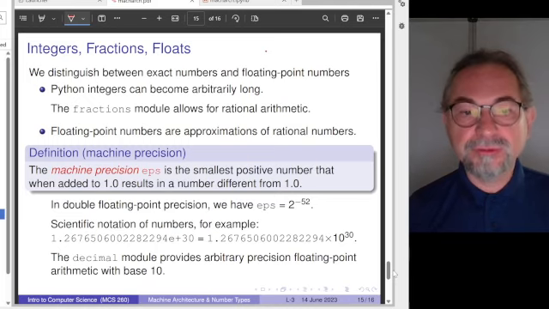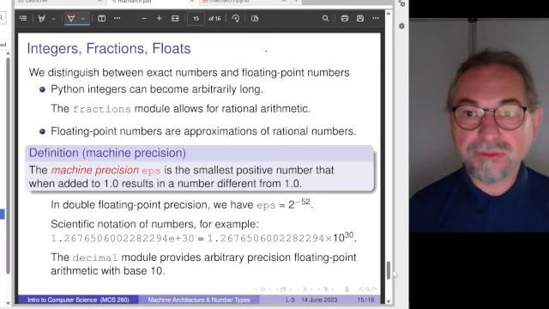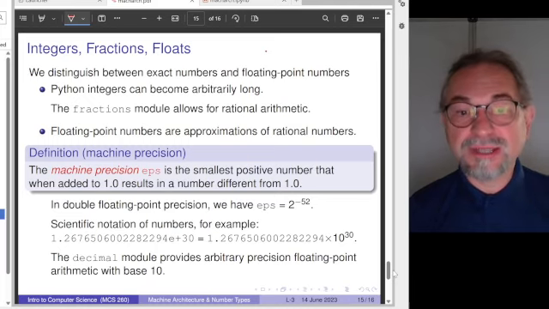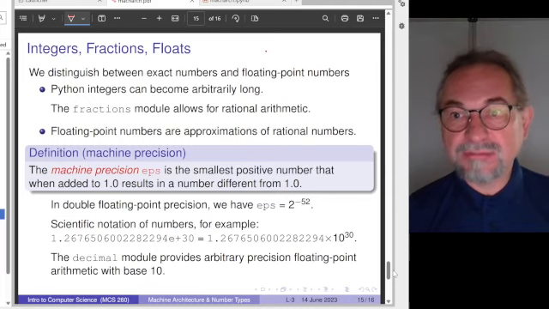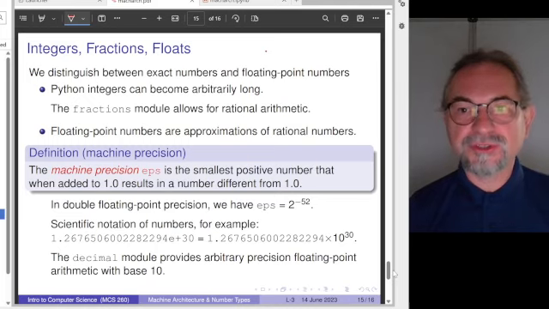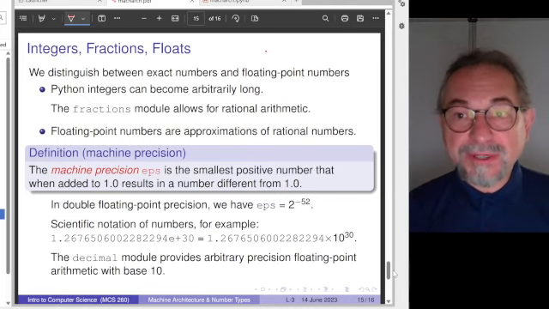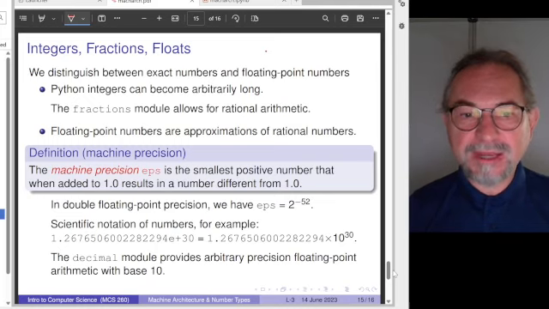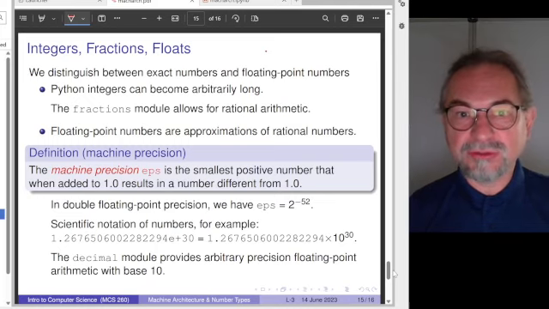write 1.267, and you would think this is a small number, 1.267, until you get to the e plus 30. And actually e plus 30 means 10 to the power 30. So you should read floating point numbers from the right to the left. The magnitude matters most. Okay, Python provides the fractions module and the decimal module.